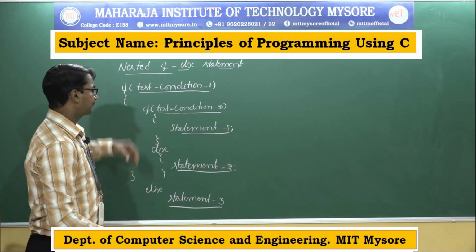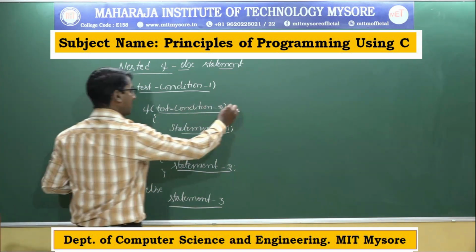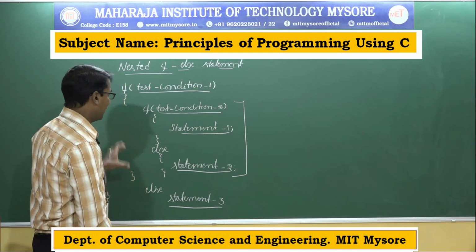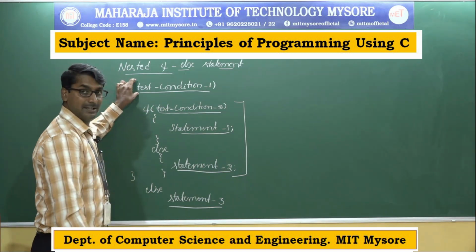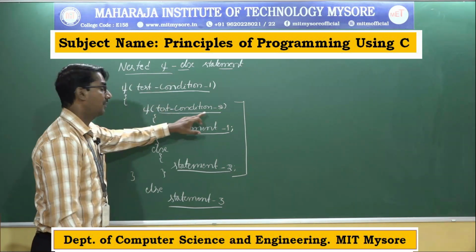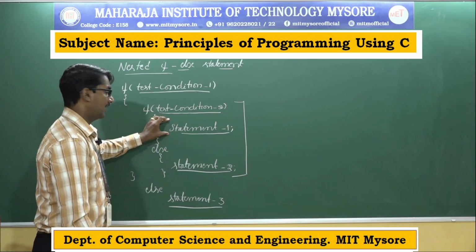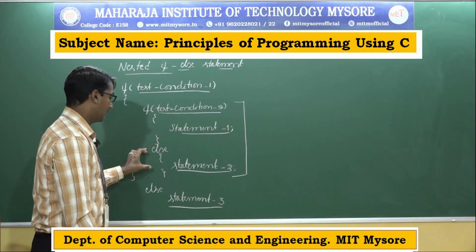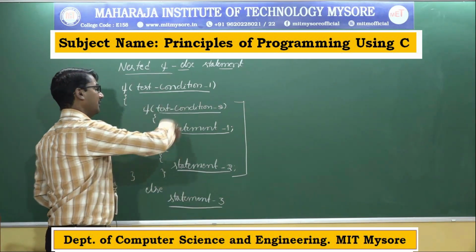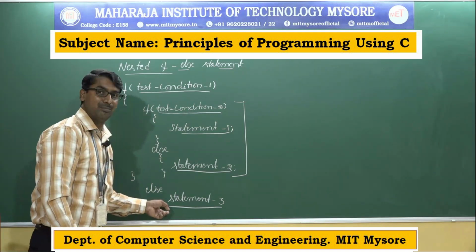statement 3. So here in this nested if statement, the if statement contains one more if else statement, that is the inner statement. If the test 1 condition is true, it will check the second condition, that is test condition 2. If test condition 2 is true, it will execute statement 1. If the condition is false, it will execute statement 2. If test 1 condition is false, it will skip the inner block and directly execute statement 3.